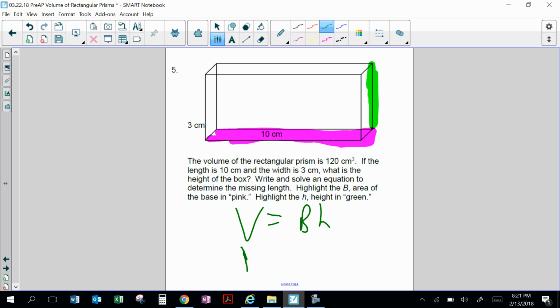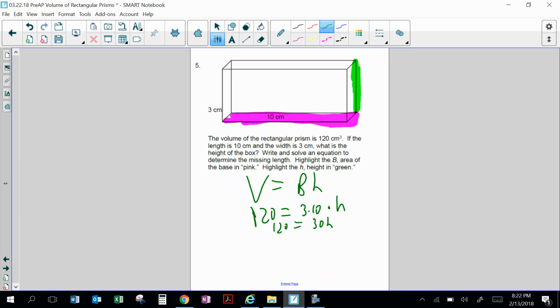We know the volume is 120, so we can fill that part in. Do we know the area of this base? 3 times 10. But do we know the height? H. What is 3 times 10? 30 H. Do we know how to solve a one-step equation? You bet you do. Is H isolated? No. Divide both sides by 30. This cancels. Height equals 40 centimeters.